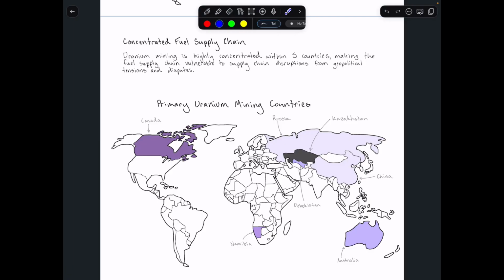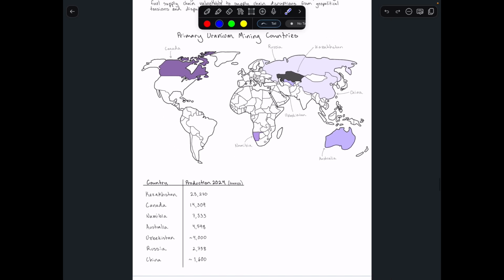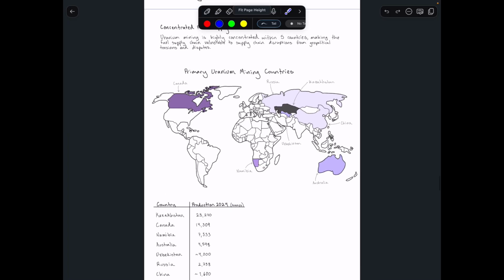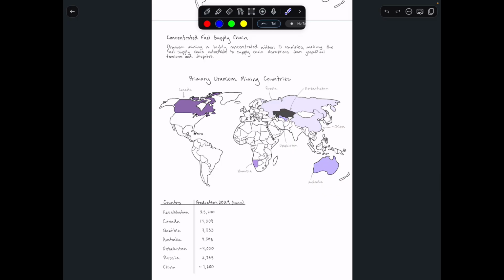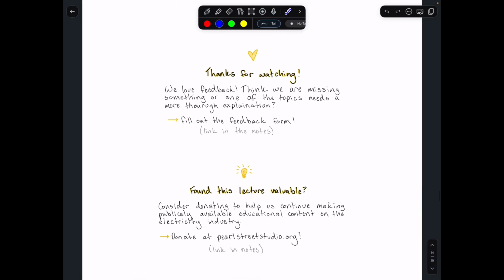And here in this map, you can also see some of the other countries that also mine for uranium, such as Australia, we have China, we have Uzbekistan as well. And I think I have the annual production in tons of uranium from each of these countries. So that's interesting to look at. Okay, cool. That is it for our nuclear lecture.